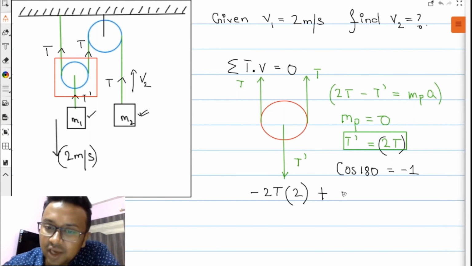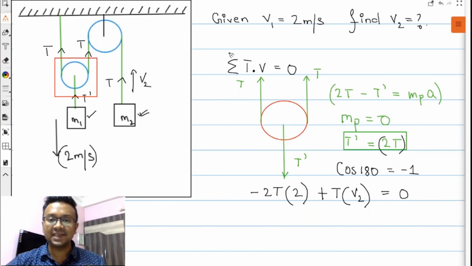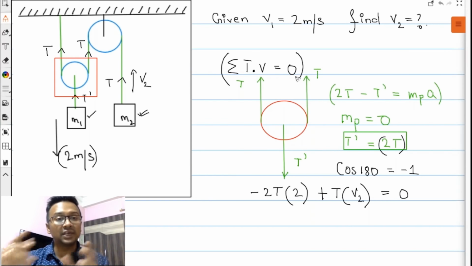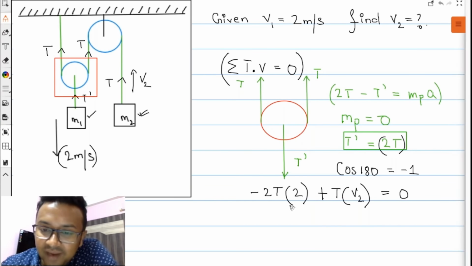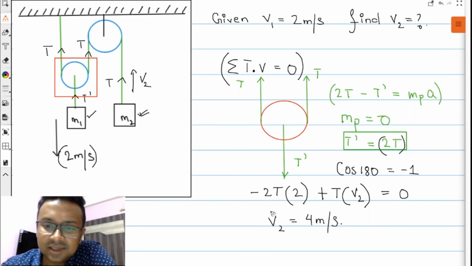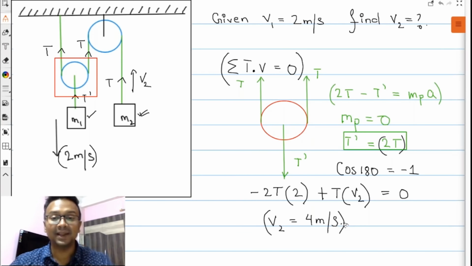What is the tension in the string out here? T. What is the velocity? V2. All that should be equal to 0. So we are finally taking this T dot V for all the blocks which are connected in the system. So what do we get for the value of V2? T is common, it goes out. So V2 is equal to 4 meters per second. Simple one.